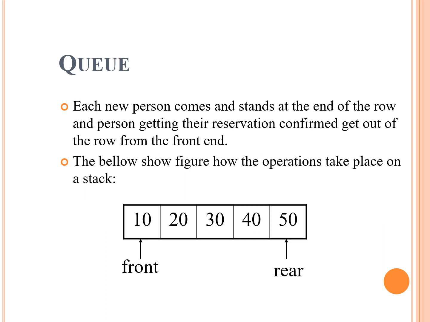The figure below shows this. 10, 20, 30, 40, 50 is a list. The front contains the 10 and the rear contains the element at the 5th position. If we want to delete an element, it will be deleted from the front, that is the 10, and if you want to insert an element, it will be inserted after the 50.